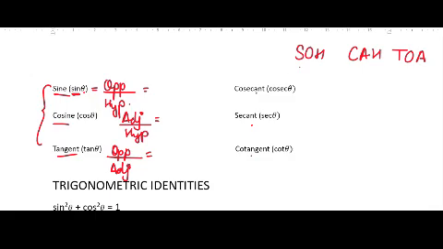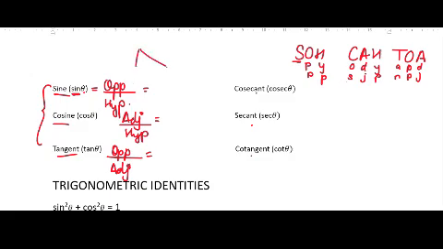What does it mean? Sine is opposite upon hypotenuse. Cos is adjacent upon hypotenuse. And tan is opposite upon adjacent.